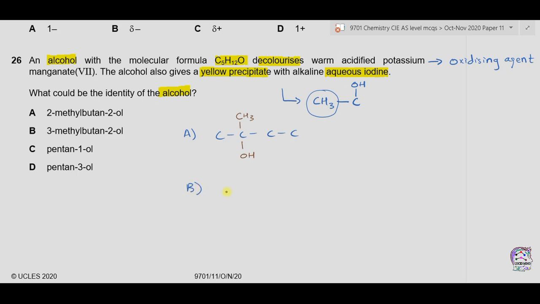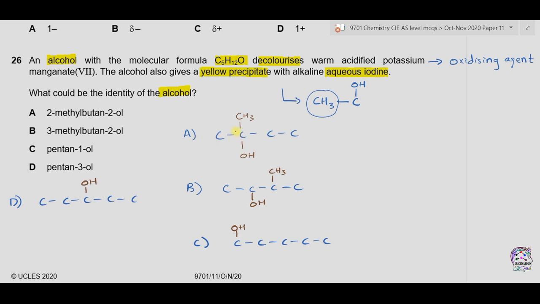B is 3-methylbutan-2-ol. So again we have 4 carbon atoms. On the second carbon we have the alcohol functional group, and on the third carbon we have a methyl group attached. C is pentan-1-ol, so we have 5 carbon atoms, and the alcohol group is attached to the first carbon atom. In D we have pentan-3-ol, so we have 5 carbon atoms, and the alcohol is attached to the third carbon.